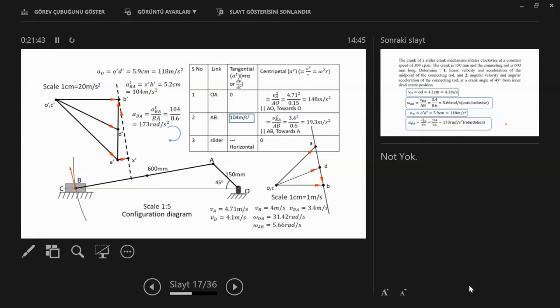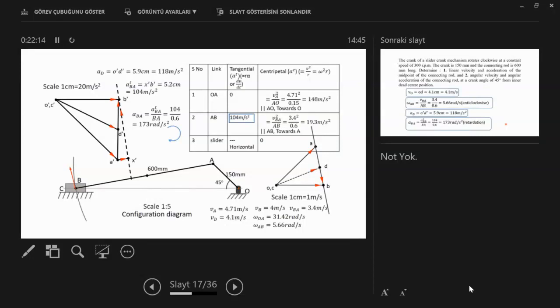If we come to AB, we know the magnitude and direction of the normal component, like this here. Magnitude and direction we know, because the direction must be in line with AB for the normal component. And we also know the direction of the tangential component must be perpendicular to AB, tangential component.